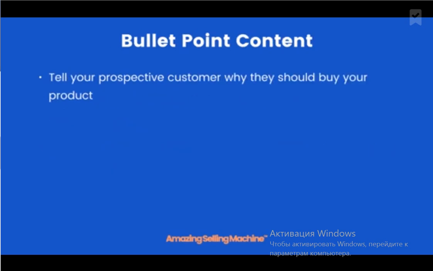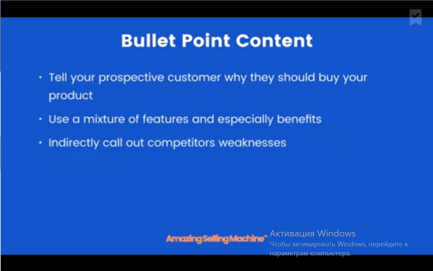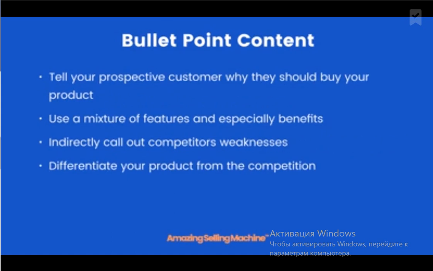So for the content, you want to tell your prospective customer why they should buy your product. And you should use a mixture of features and especially benefits. You also can indirectly call out competitors' weaknesses and show that your product has a solution. And you also want to differentiate your product from the competition. Lastly, remove risk. And we do that with a guarantee and use all 5 bullet points.